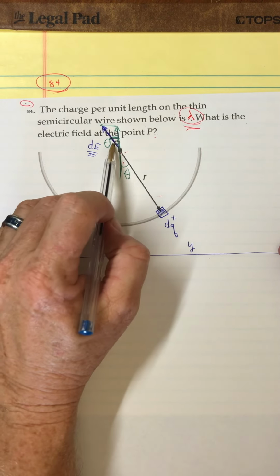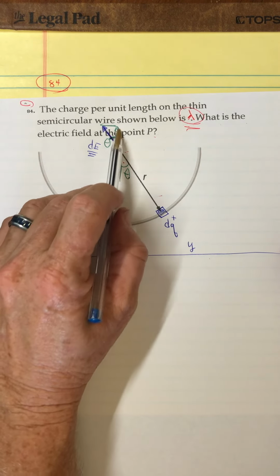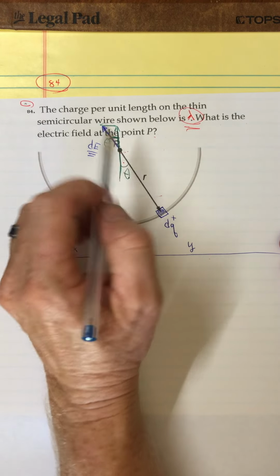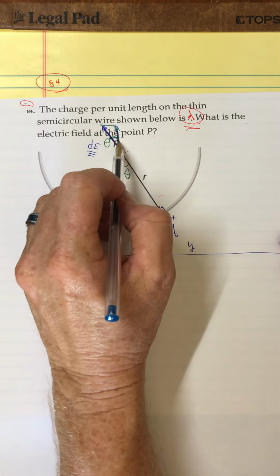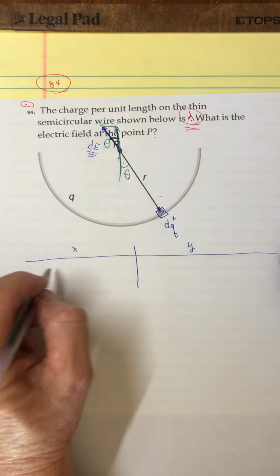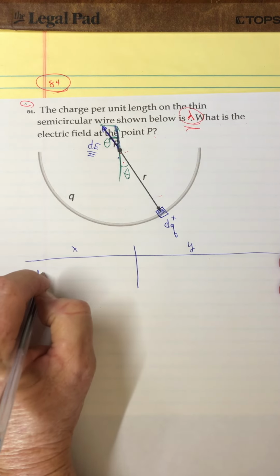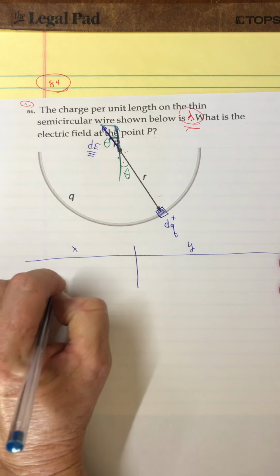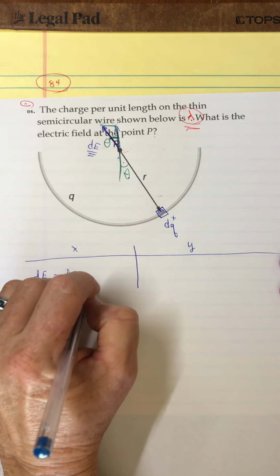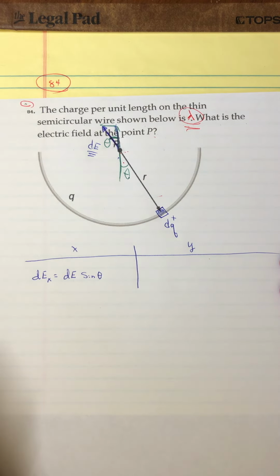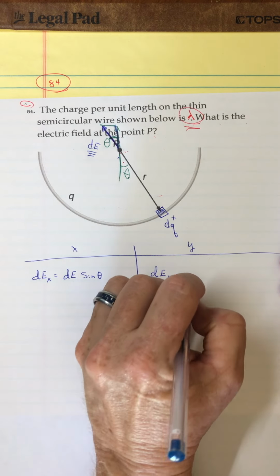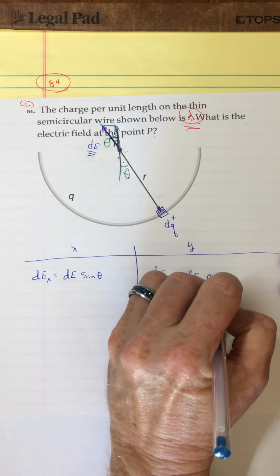To get the x component, I would have to go cosine of theta. No, sorry, that would be the y component. To get the y component, I would go cosine theta. To get the x component, I would go sine theta. So I'm going to say, okay, a little bit of the x component is the magnitude of it multiplied by sine theta, and a little bit of the y component would be the magnitude times cosine theta.